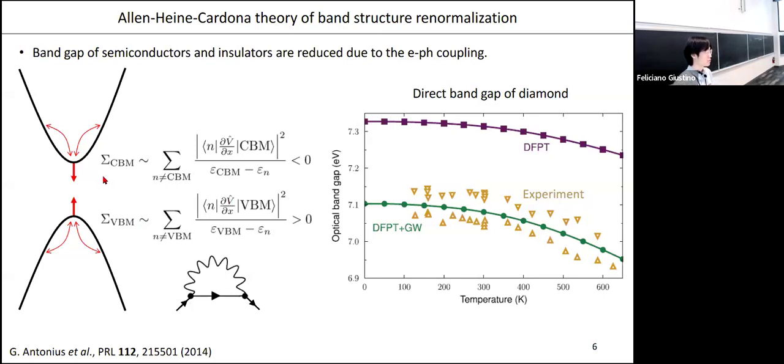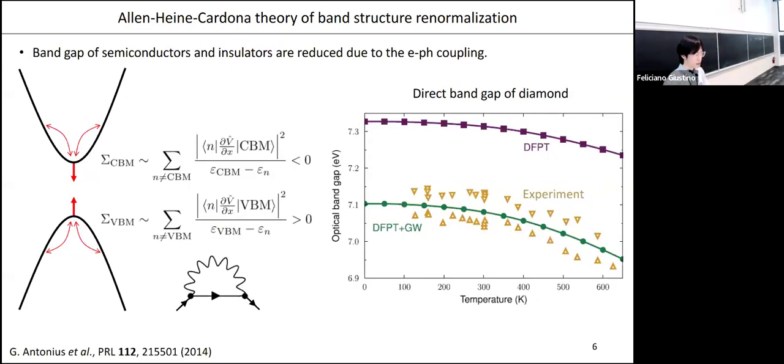This temperature dependence or thermal reduction of the band gap has been calculated in many materials, and qualitative and even quantitative agreement has been found with experiments. For example, in these calculations by Gabriel Antonius and collaborators, they found a very nice agreement with experiments by combining density functional perturbation theory and GW calculations.